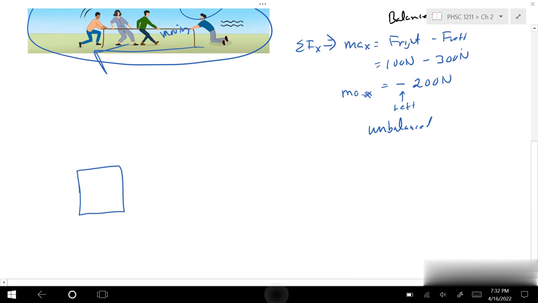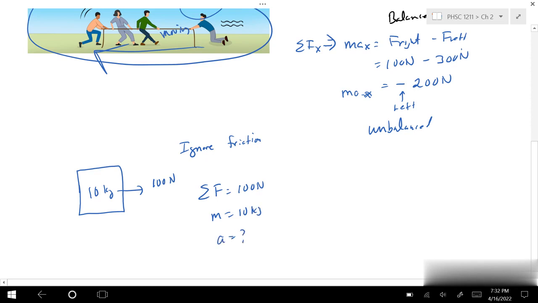Another way of looking at it, so if we have a box, let's put a mass in here of 10 kilograms. And I have a 100 newton force applied to the right. We're going to ignore friction for now. Just say it's floating in the air. So my total force is equal to 100 newtons. My mass is equal to 10 kilograms. And I would like to know, is it balanced or unbalanced? Well, I'm going to find my acceleration. The sum of my forces in the x direction, and if you want to just jump to ma, that is fine. This is a simple problem where you can do the sum of the forces in the x direction equals mass times a.